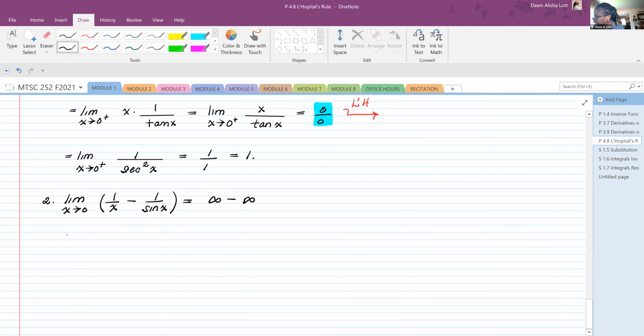So notice I can't invoke L'Hopital's rule yet, but this is going to be the sine of x minus x divided by x times the sine of x. That's the same problem. So these two things are the same. This is the same as that.